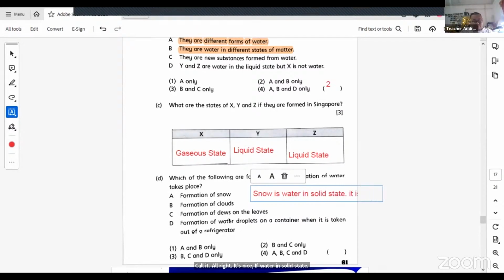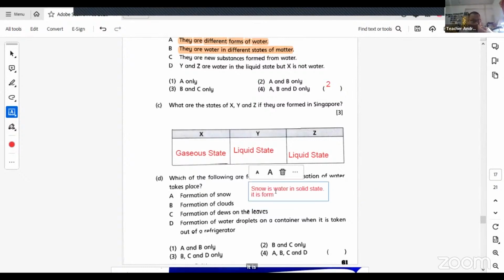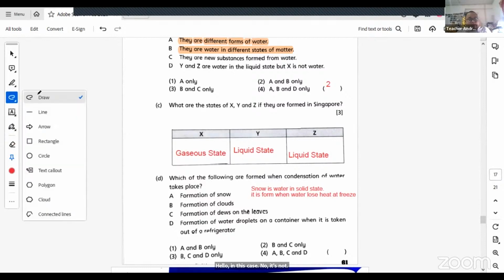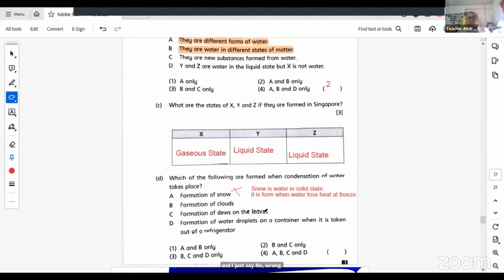It is formed when water loses heat and freezes. So in this case, snow is not condensation, so I can just say no, wrong. A is wrong because snow is solid. Water becomes solid only when it loses heat at freezing point. Condensation is from gas to liquid.